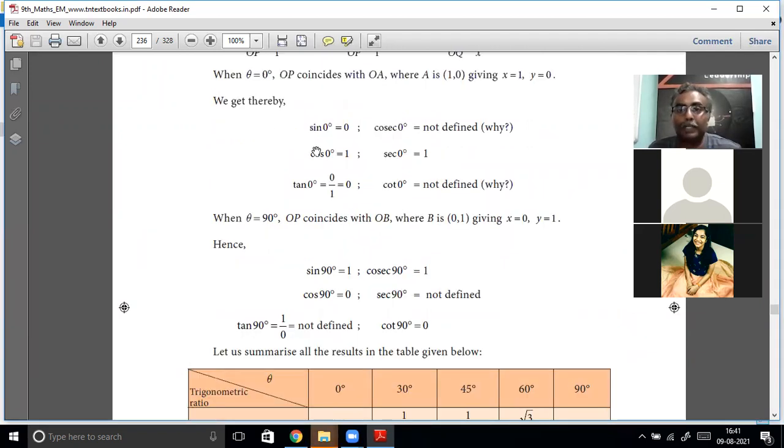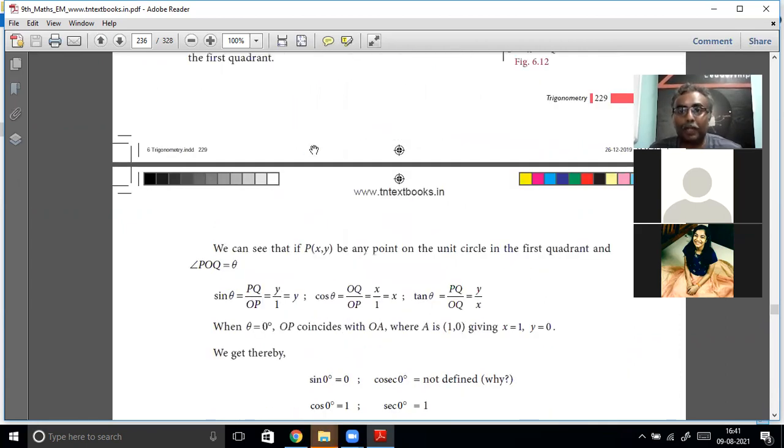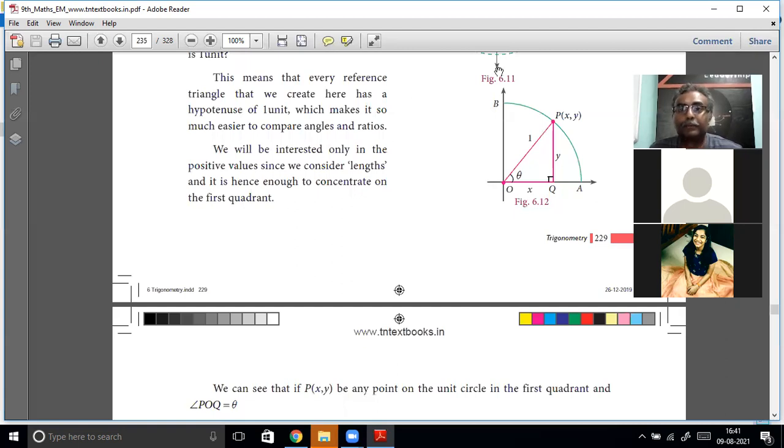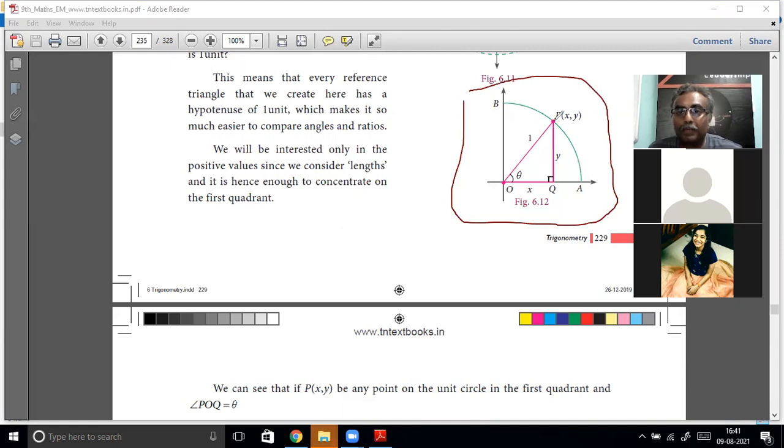Now, what happens at 90? The opposite of what happens at 0 happens at 90. You see this diagram again. When OP becomes 90, theta becomes 90 degrees. This angle becomes 90 degrees. OP will go in this direction, and finally it will join OB. So theta becomes 90 degrees now.